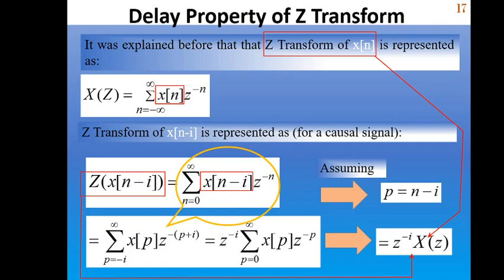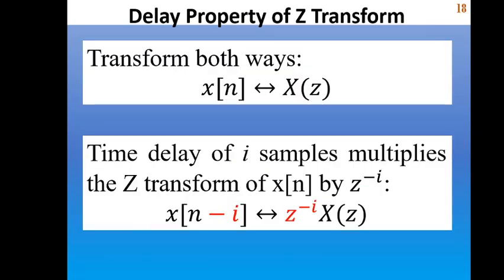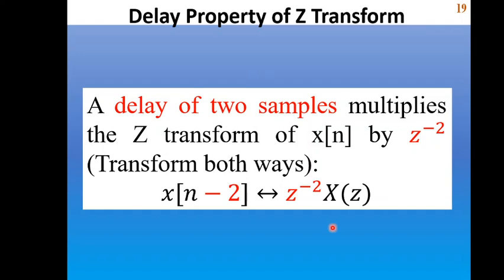From this observation, it can be stated that if a signal is time delayed by I samples, its corresponding transformation in the G domain can be expressed as the product of G to the power minus I and x of G. A time delay of two samples in the time domain is equivalent to G to the power minus 2 times x of G in the G domain.